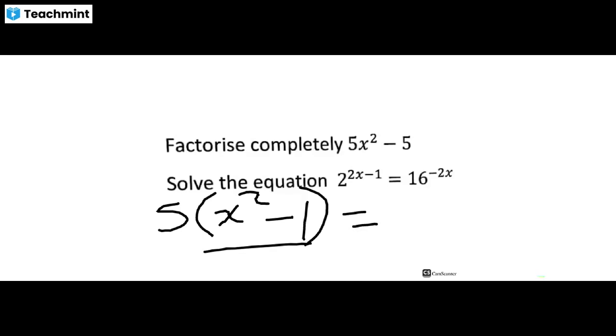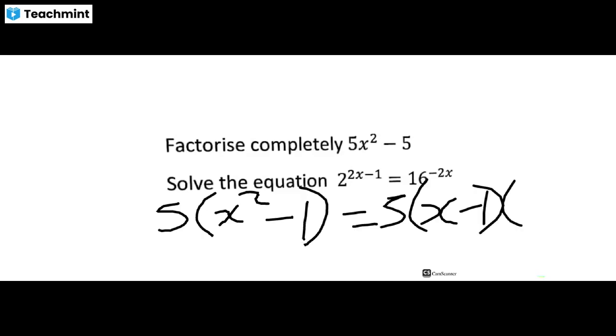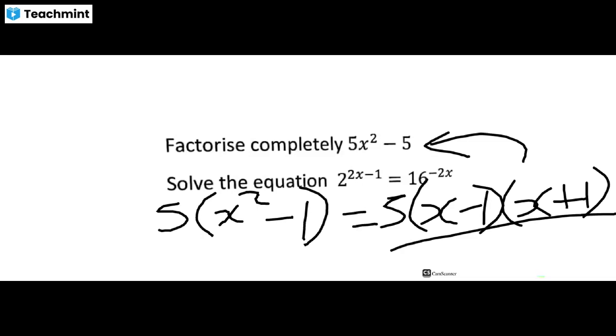So our final answer becomes 5, open brackets x minus 1, and then we also say open brackets x plus 1. We would have factorized this one completely. So that is how you answer this question. That's how you factorize completely. So it's difference of two squares. Take note of that one. There should be a power 2 and then a minus sign. That's when you can use the difference of two squares concept in order for you to factorize.